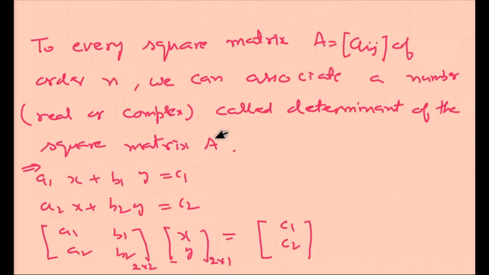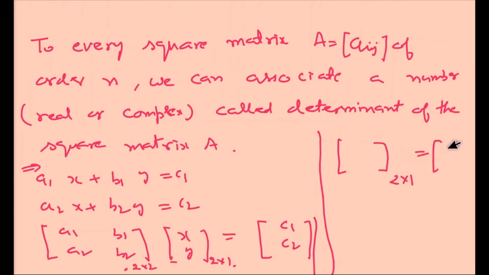We can see here. Now the product of this is of order 2 into 1, right? 2 into 1. Okay, now here is c1 c2. Now what is this product here? 2 into c1, let here be d11 and d21. So you can say d11 equal to c1 and d21 equal to c2.